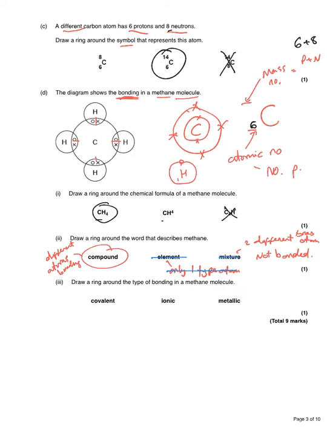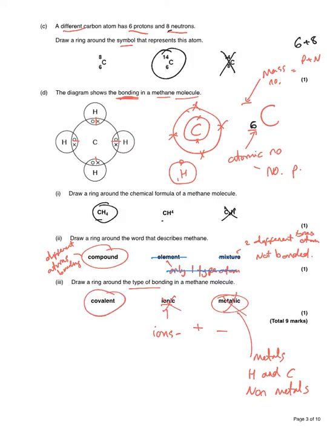Last one, a ring around the type of bonding. Well, ionic means it makes ions. An ion is a positive and a negative charge. I don't see any positive and negative charges. And metallic is where you've got metals bonding, and hydrogen and carbon are non-metals. So it's not metallic, it's not ionic.